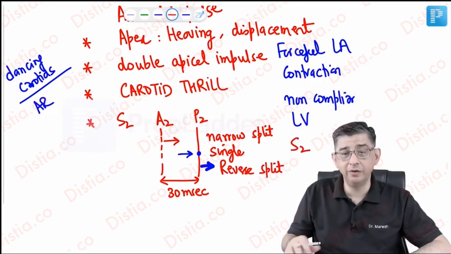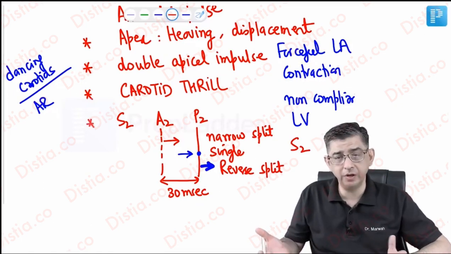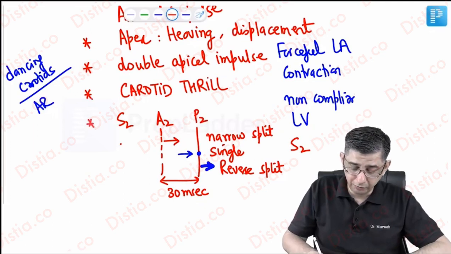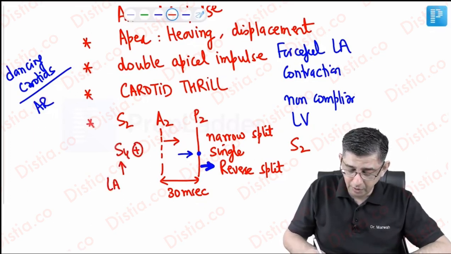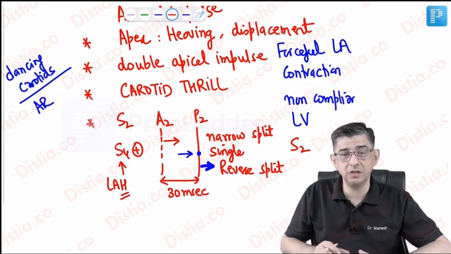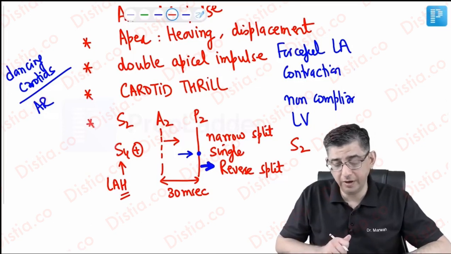So whenever you read these terms along with the presence of a carotid thrill, I think the diagnosis is relatively easy to pick up. And also a fourth heart sound will be heard in these patients. The reason for the fourth heart sound will be left atrial hypertrophy that will develop because the atrium is having to work against a non-compliant left ventricle.